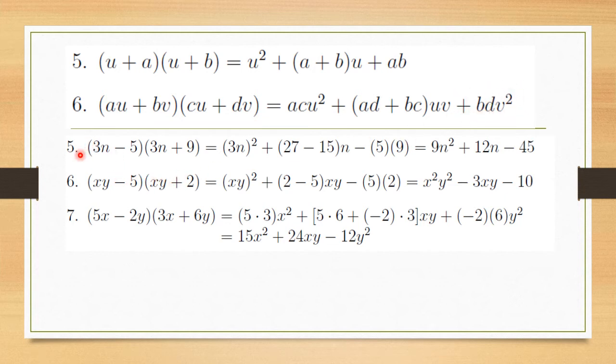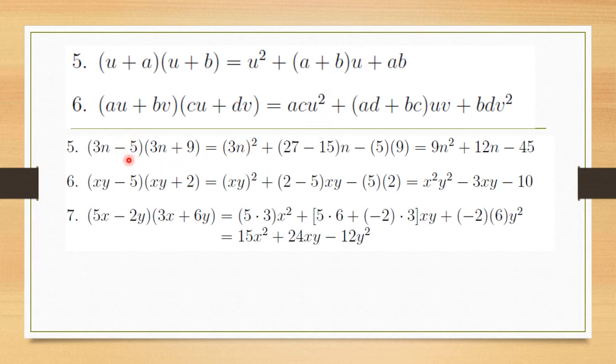So example number 5 is just formula number 5 here. Okay, you've got the same u, and you've got different second terms. You've got a -5 and a 9 here, so we follow this formula. There you go. You only have a -15 here because of the presence of a -5. So u squared, that is the square of 3n, and then the sum of a and b.